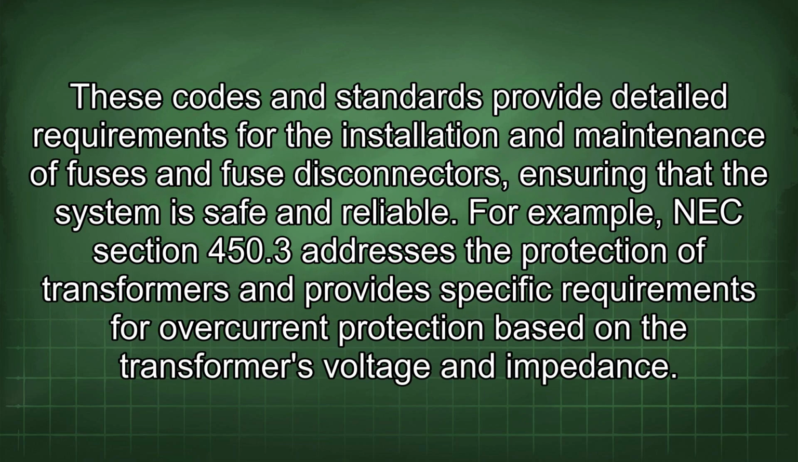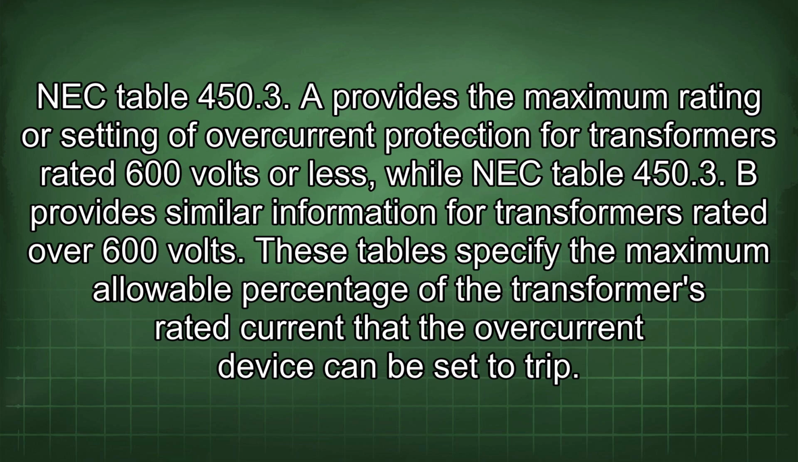These codes and standards provide detailed requirements for the installation and maintenance of fuses and fuse disconnectors, ensuring that the system is safe and reliable. For example, NEC Section 450.3 addresses the protection of transformers and provides specific requirements for overcurrent protection based on the transformer's voltage and impedance. NEC Table 450.3(A) provides the maximum rating or setting of overcurrent protection for transformers rated 600 volts or less, while NEC Table 450.3(B) provides similar information for transformers rated over 600 volts.